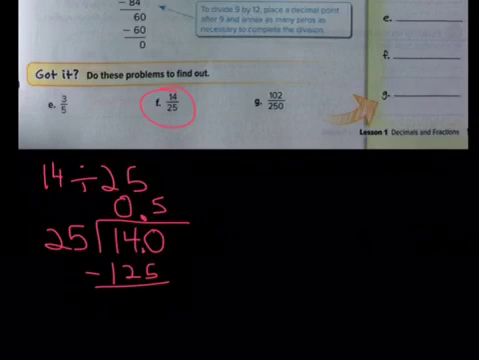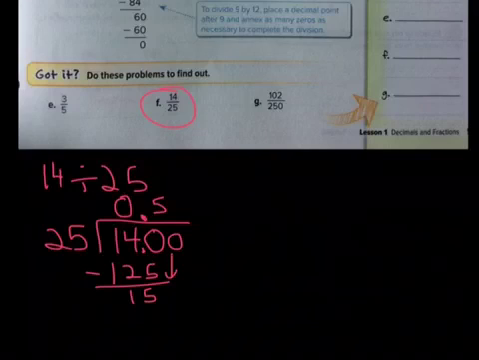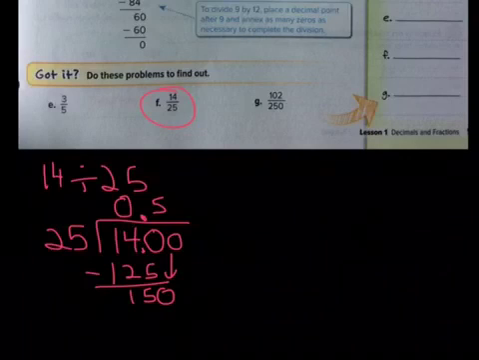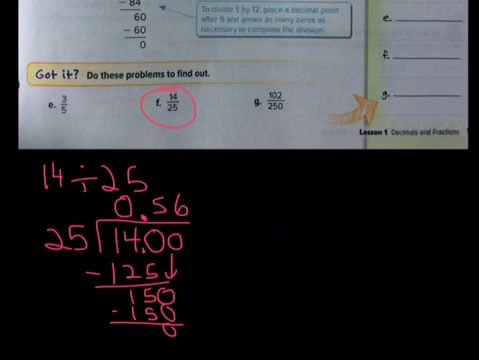And now we subtract and we have 15. And we bring down another 0. And now I have 150. How many 25s are in 150? 6, right? 6 of them. So that would be 150. And now it's 0 when we subtract it, right? So my answer is 0.56.